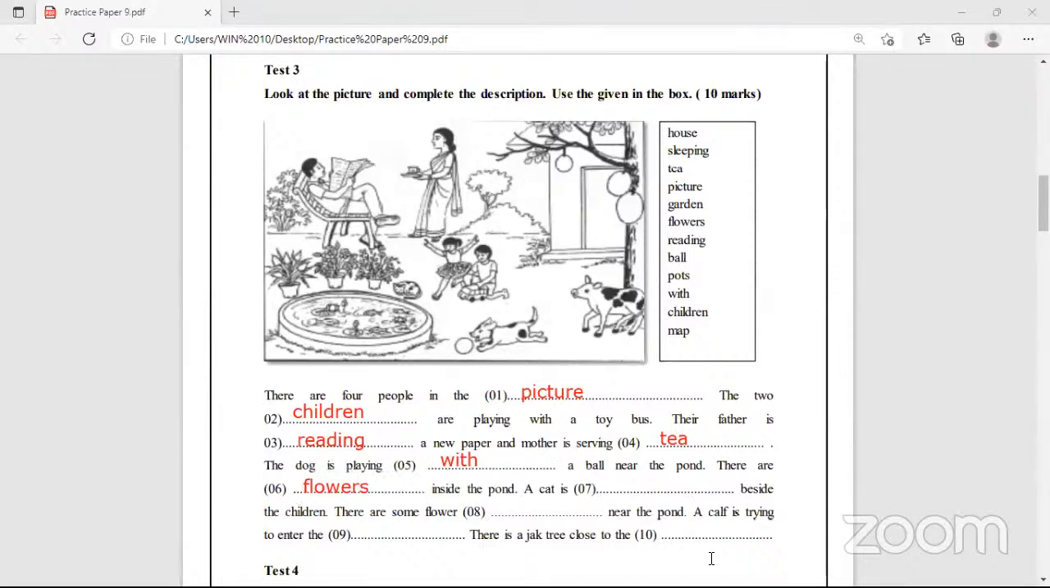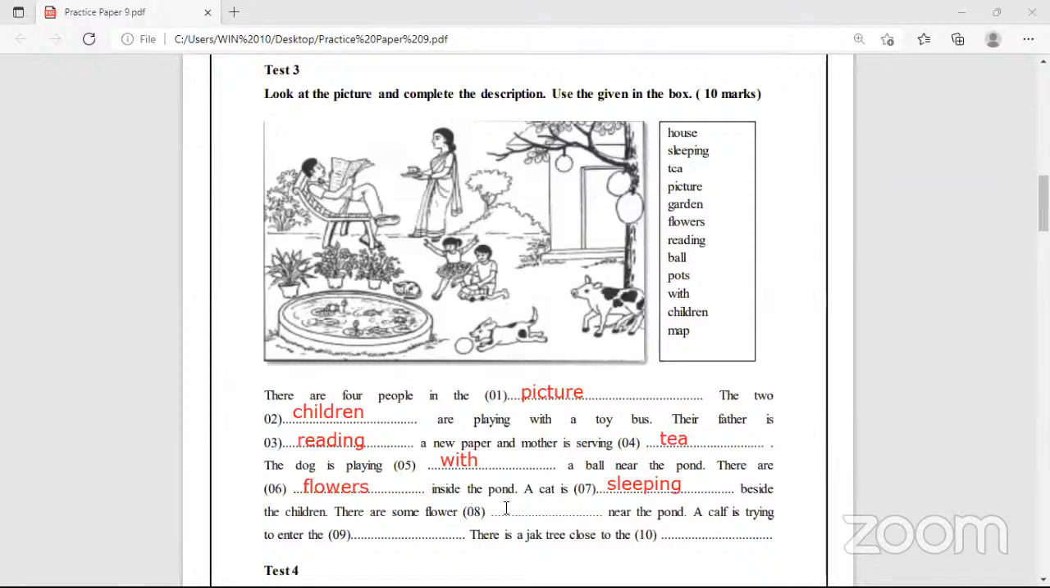And next, a cat is blank beside the children. We can see the picture of the cat here. So it is sleeping here. So a cat is sleeping beside the children.